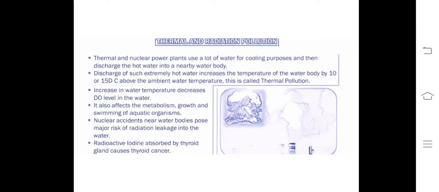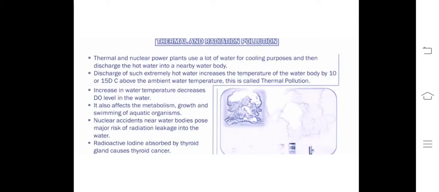Discharge of such extremely hot water increases the temperature of the water body by 10 to 15 degrees Celsius above the ambient, above the normal water temperature. That is called thermal pollution, because this pollution is being promoted by the temperature. How temperature?